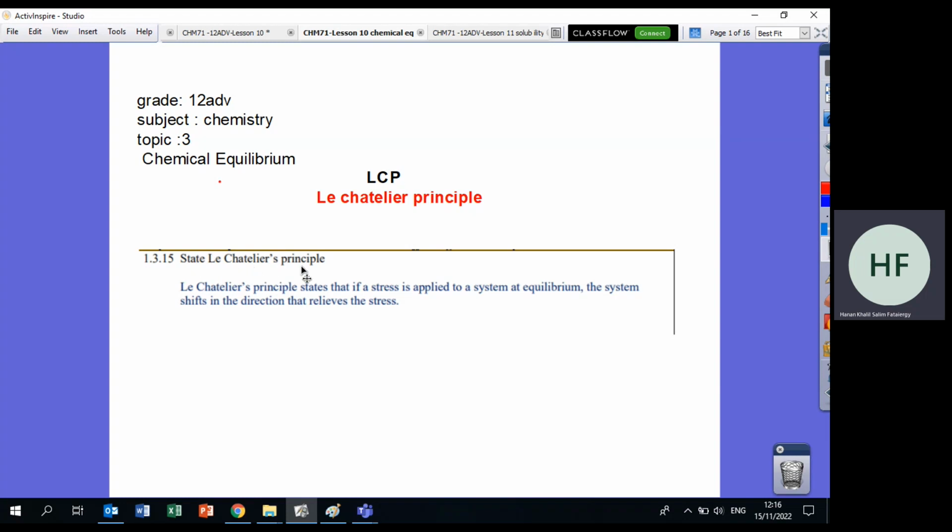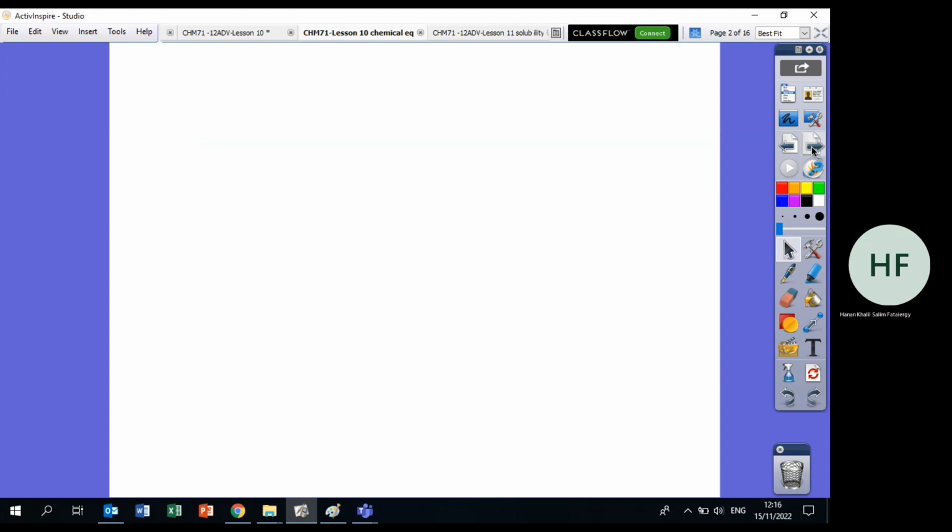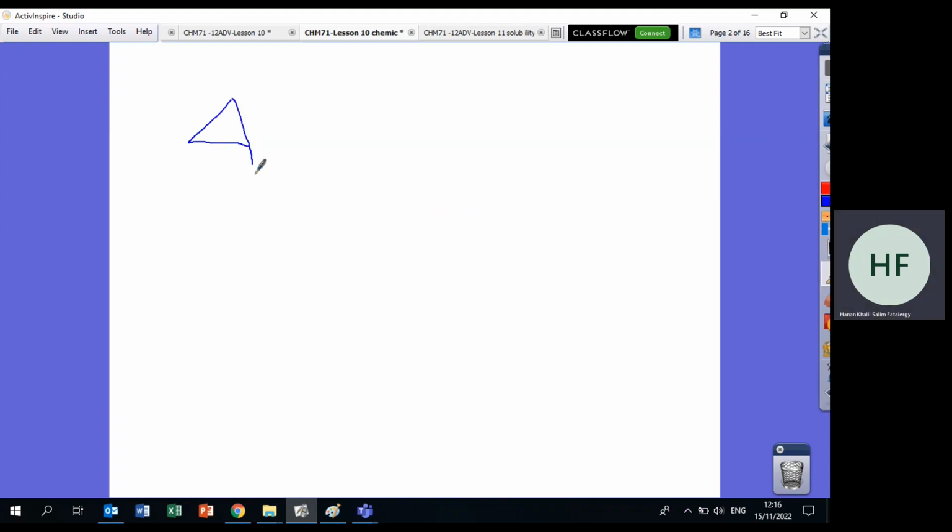Before we state the Le Chatelier Principle, I want to explain for you what is Le Chatelier Principle, and then later on you will be able to give me the definition. Okay, let's start with Le Chatelier Principle. I'll give you an example on it. Suppose that this is your house. Okay, this is your house. And this is your uncle's house.